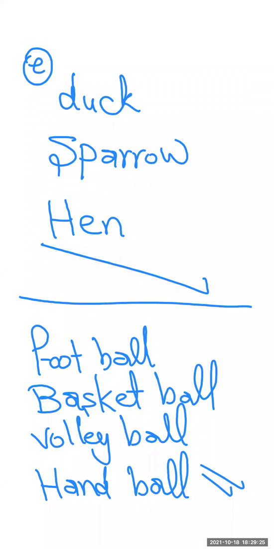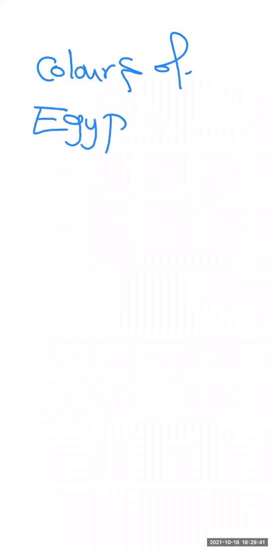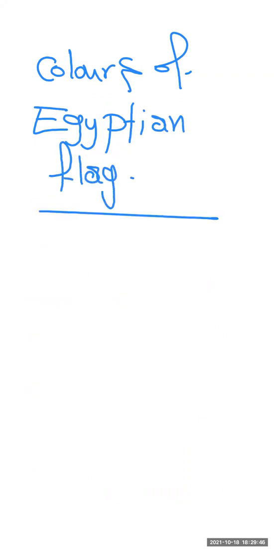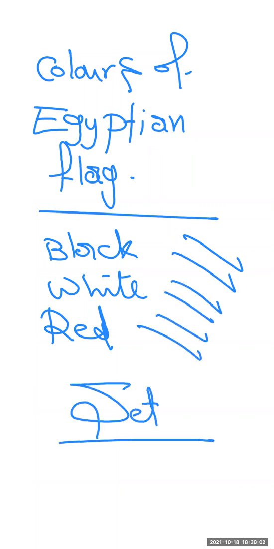Then the next, question number 2. State which of the following is a set or not. The first one, the colors of the Egyptian flag. What do you think? It is a set. Actually, these colors are black, white, and red. So it is a clearly defined, well-known set, of course, right?